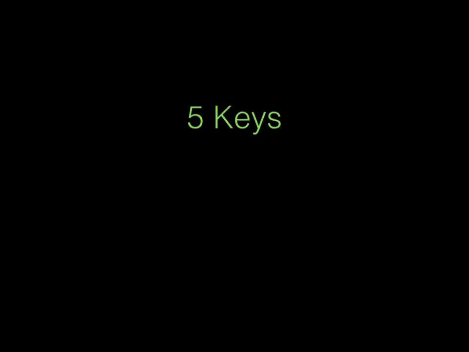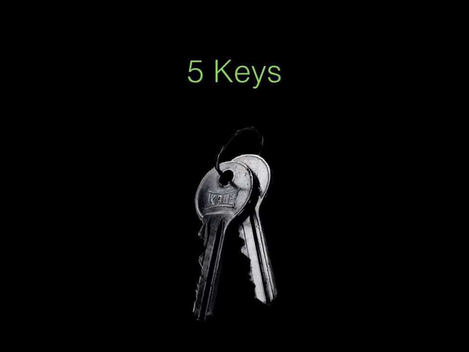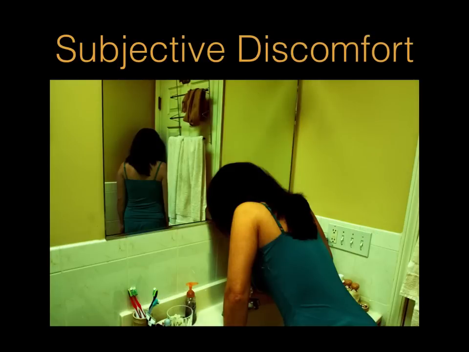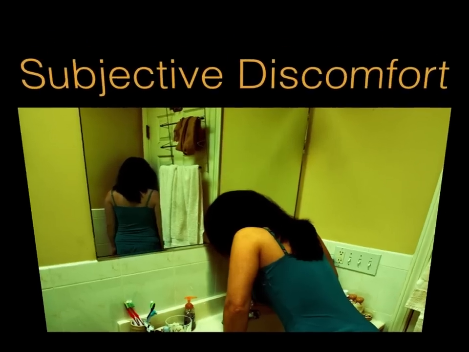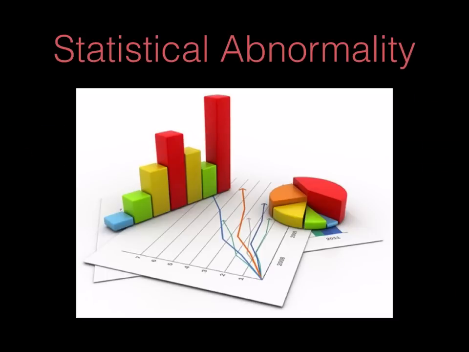Well, there are 5 keys that we look at, 5 key principles, 5 key ideas that help us determine what is abnormal or psychopathological. The first principle that we would consider would be feelings of discomfort or unhappiness or emotional distress, and those fall under the term subjective discomfort. After subjective discomfort, we might also look at statistical abnormality. This is having extreme scores on some dimension, such as intelligence, anxiety, or depression.